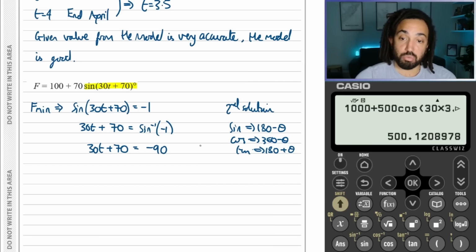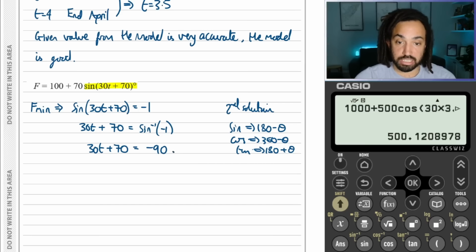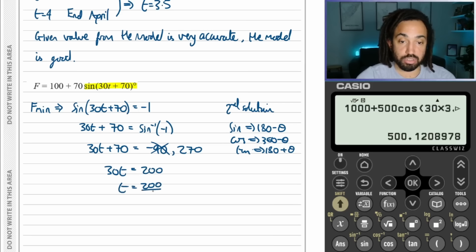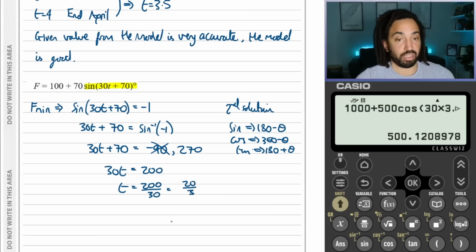So the second solution, 180 minus -90, is 270. And that is going to give us a positive time, which is good. So for 30t, we're going to subtract 70 from 270. We're going to ignore this one, to give us 200. So the t value we're looking for is 200 over 30, which is the same as 20 over 3.